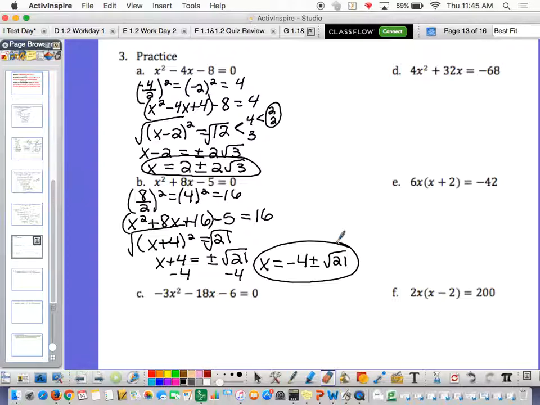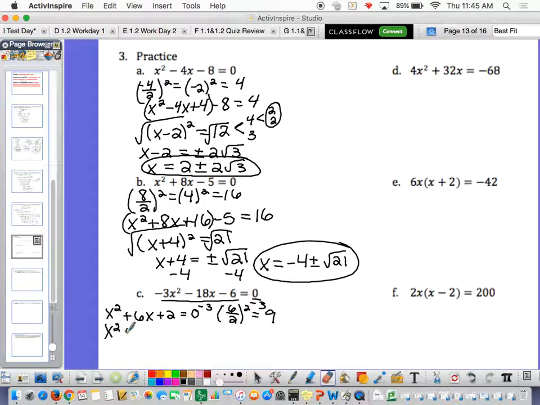Okay. C is another one where you can divide everything by a negative 3. Okay, so let's do that. Divide it by a negative 3, negative 3. Then that means you have x squared plus 6x plus 2 equals 0. 6 over 2 squared is 3 squared, which is 9.